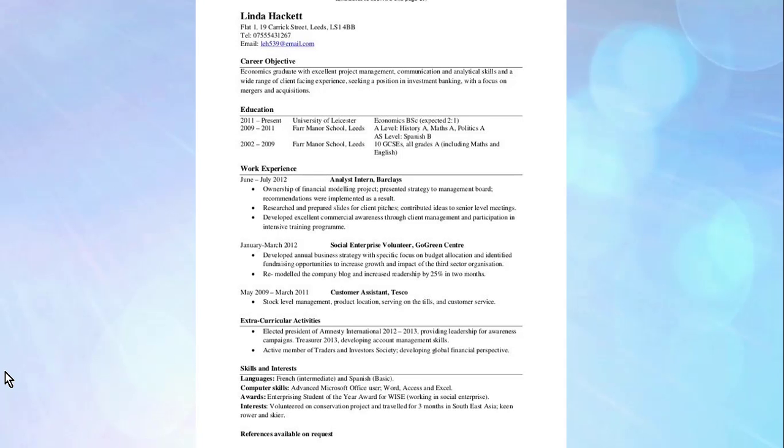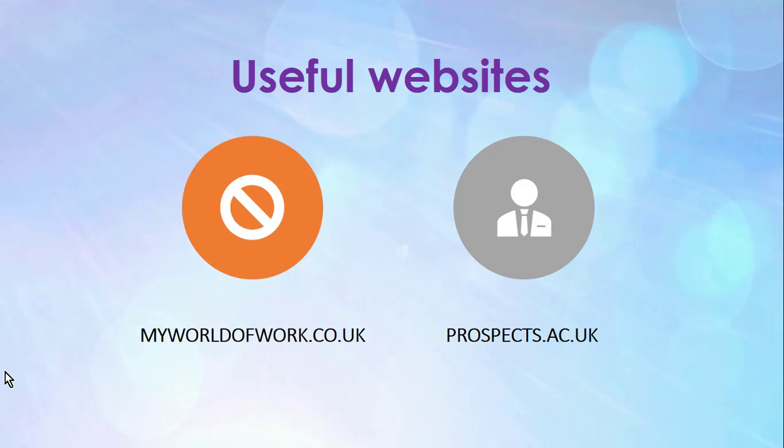So here is an example CV to give you an idea of the layout. It is important to have consistent formatting throughout and to have clear headings so it's easy for the employer to read. And here are some useful websites to help you write your CV. My World of Work has a CV builder which might help you with the structure of your CV. And also Prospects has some useful information about how to write a CV. So check these out as well.